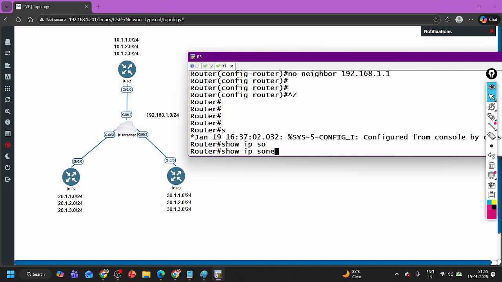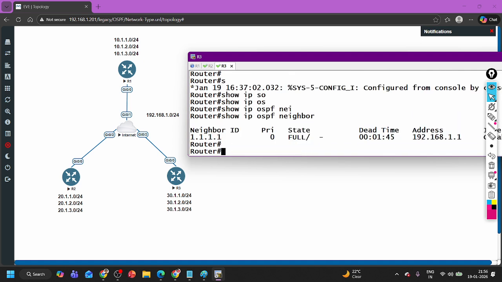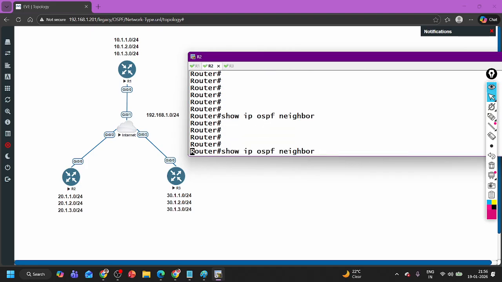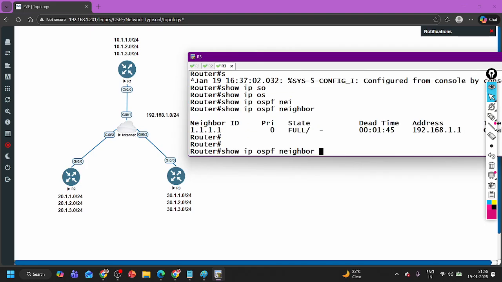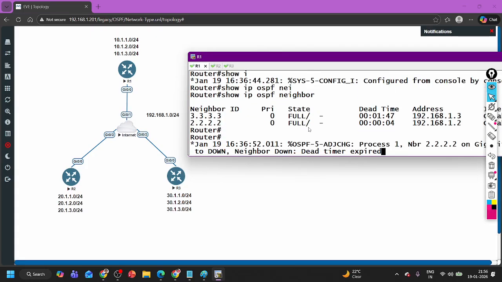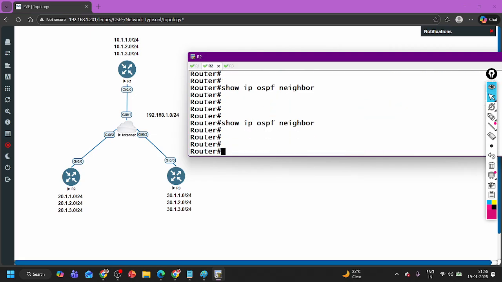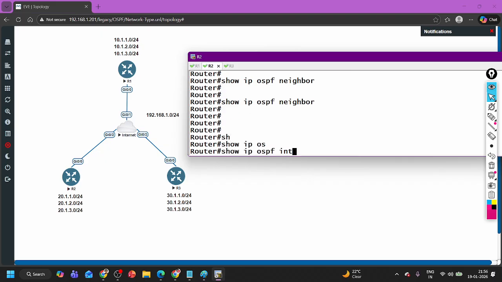Show ip ospf neighbor. Okay. Here on router number 2 we don't have neighborship. So show ip ospf interface brief.